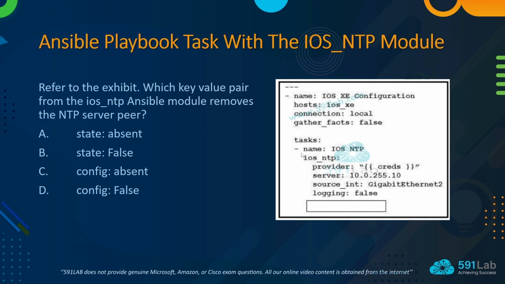So the main task of this Ansible playbook is to use the IOS NTP module, and the provider will use a variable, the server will be configured, and the source interfaces will be configured, and logging is false. So there's a missing blank up here, and referring to the exhibit, which key value pair from the IOS NTP Ansible module removes the NTP server pair? Option A is state absent, option B is state false, option C config absent, option D config false.